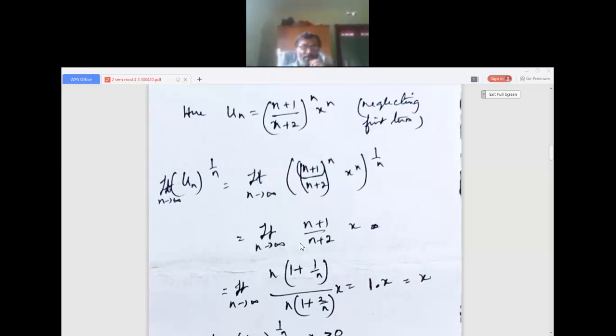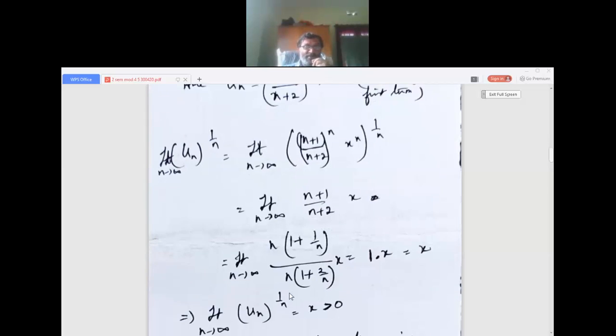Here also, I remove n common, 1 plus 2 by n into x. Now n and n get cancelled. When you apply the limit, 1 by infinity is 0, 2 by infinity is 0. So 1 by 1 is 1 into x. That is x we got. So when we applied the limit as n tends to infinity, un power 1 by n, we got x.